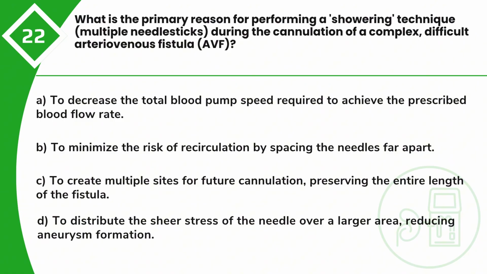Question 22. What is the primary reason for performing a showering technique, multiple needle sticks, during the cannulation of a complex, difficult arteriovenous fistula, AVF? A. To decrease the total blood pump speed required to achieve the prescribed blood flow rate. B. To minimize the risk of recirculation by spacing the needles far apart. C. To create multiple sites for future cannulation, preserving the entire length of the fistula. D. To distribute the shear stress of the needle over a larger area, reducing aneurysm formation.